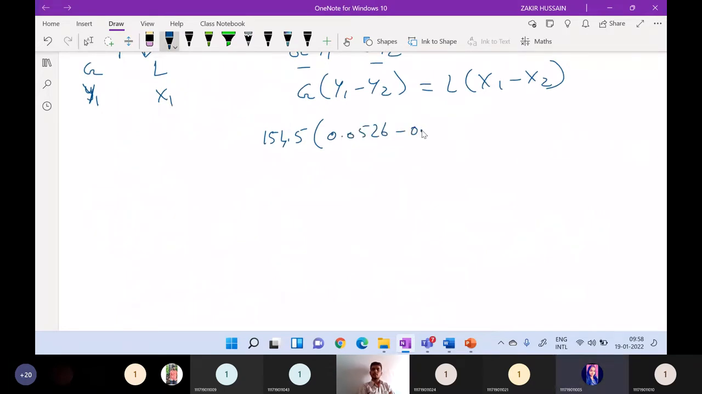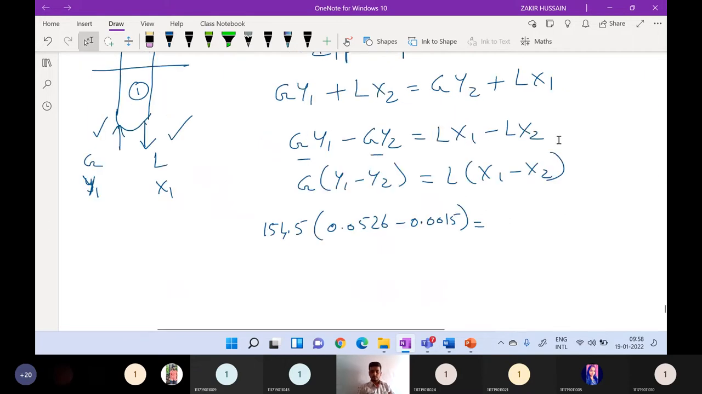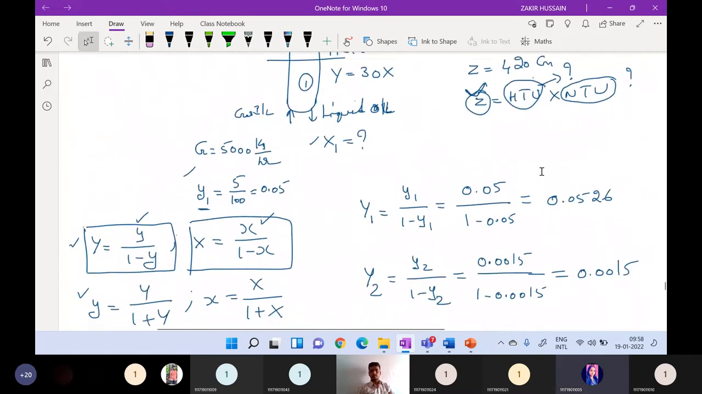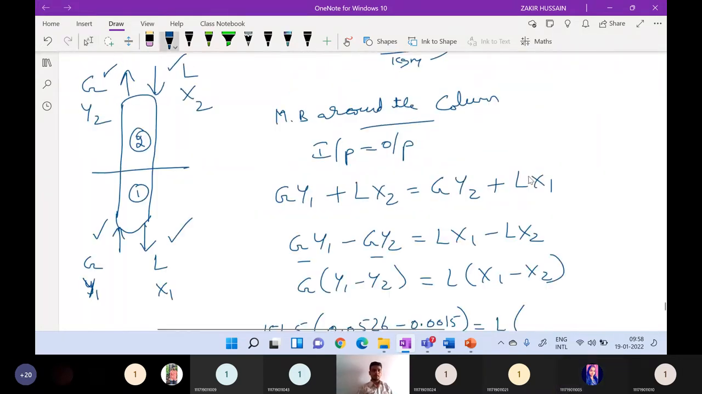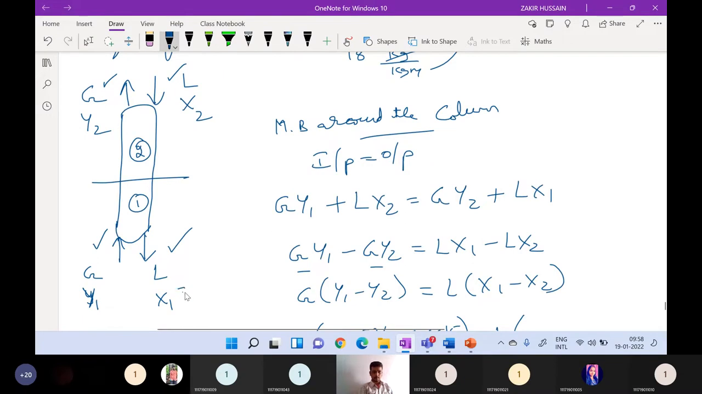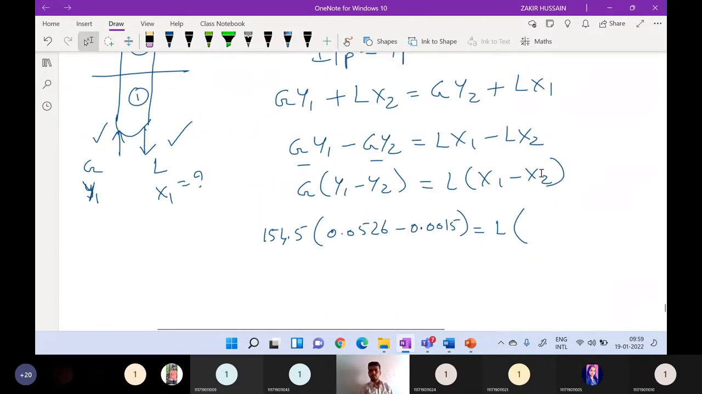0.0526 minus Y2 is 0.0015, which is equal to L into... So we don't know this X1. We are considering X2 is equal to 0, since we are considering water as pure. So X2 is equal to 0, and directly we can take it as 0. So that is only X1.